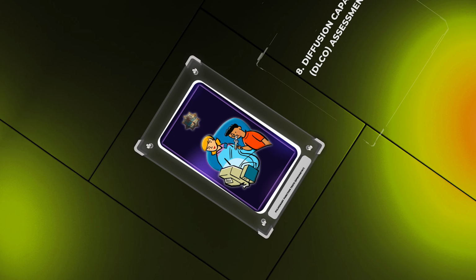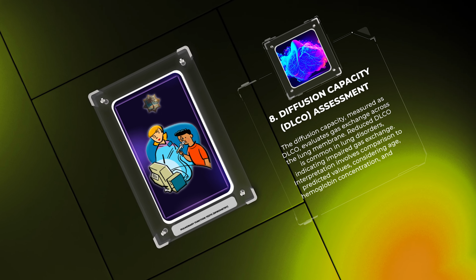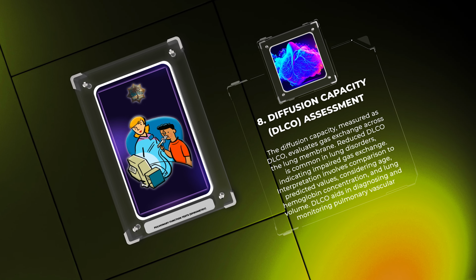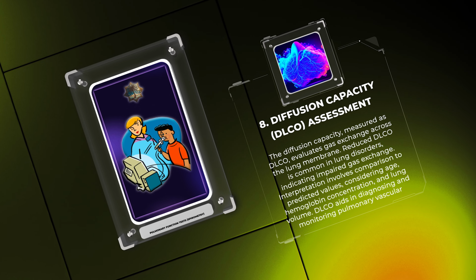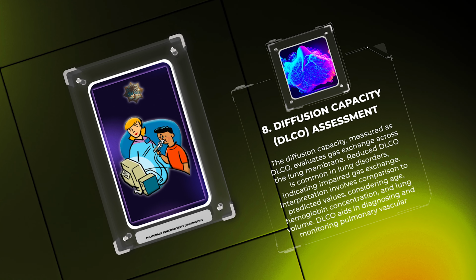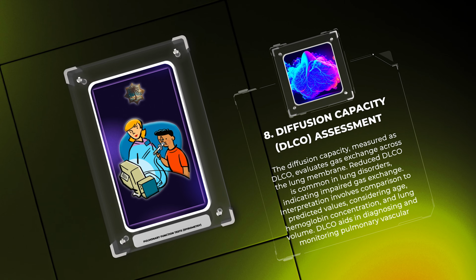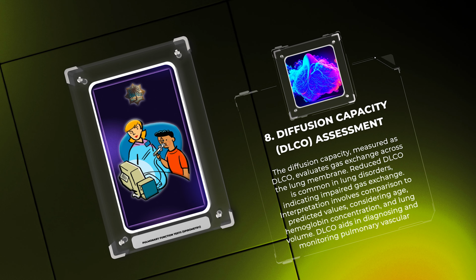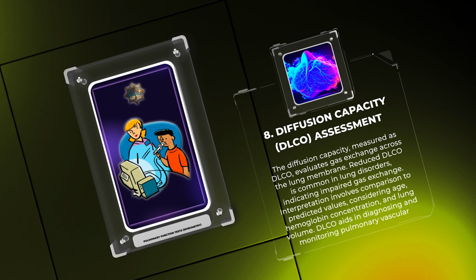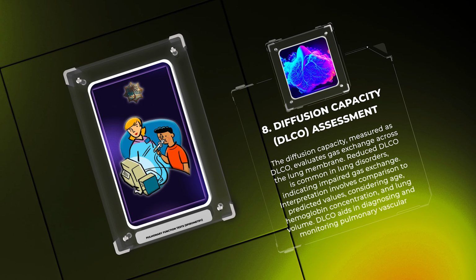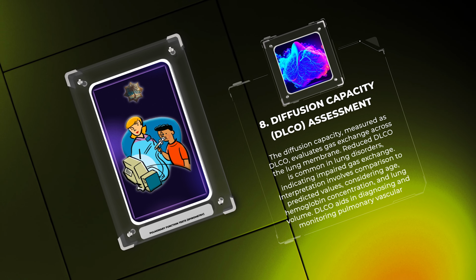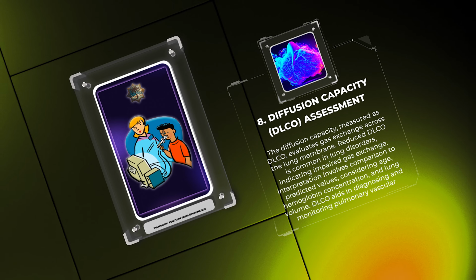The diffusion capacity, measured as DLCO, evaluates gas exchange across the lung membrane. Reduced DLCO is common in lung disorders, indicating impaired gas exchange. Interpretation involves comparison to predicted values, considering age, hemoglobin concentration, and lung volume. DLCO aids in diagnosing and monitoring pulmonary vascular diseases.